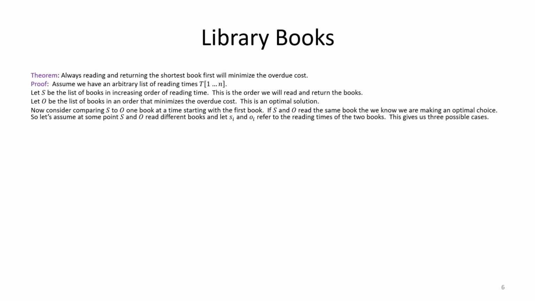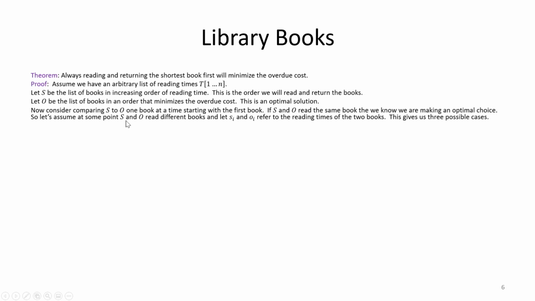So the problem I need to face now arises when we say, okay, but let's assume that we're going down this list of books, and at some point we choose to read different books. Okay? S chooses one book, O chooses a different book. And again, as part of the definition part of my proof, where I'm just defining what I'm talking about, here I'm going to say, well, let SI and OI refer to the reading times of those two books, because that's what's really going to be important to us.